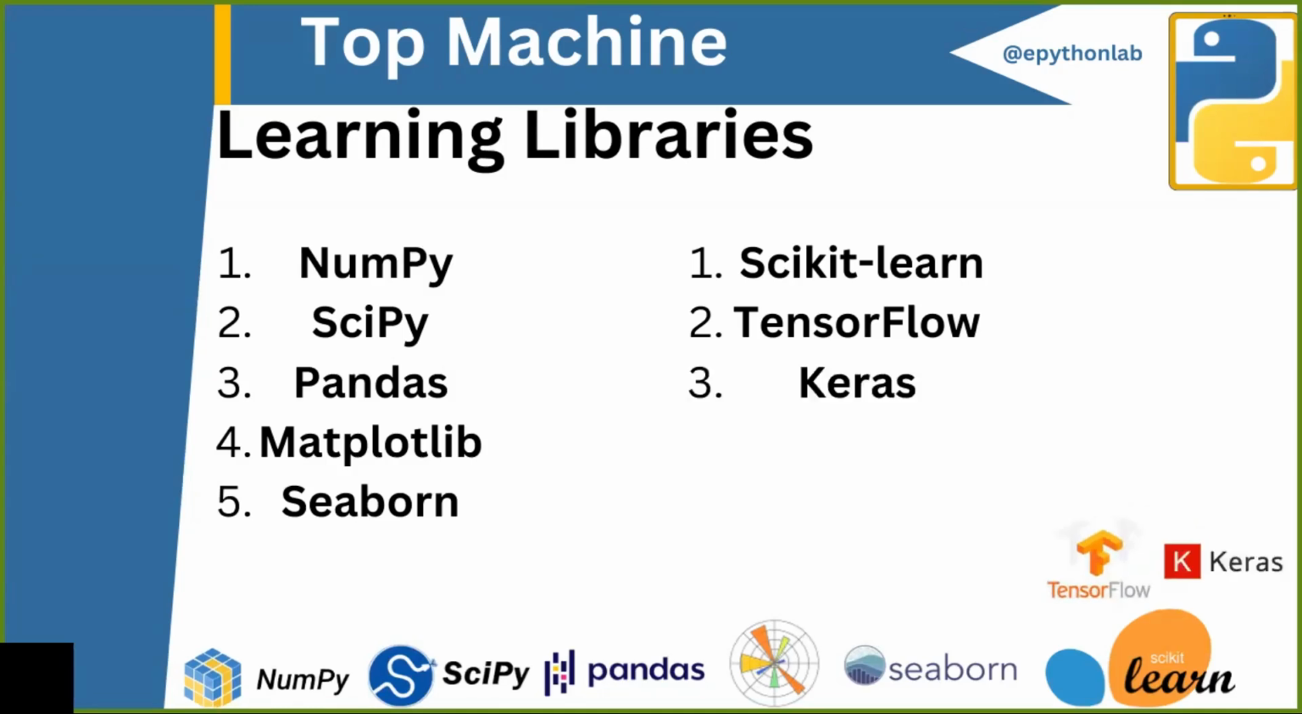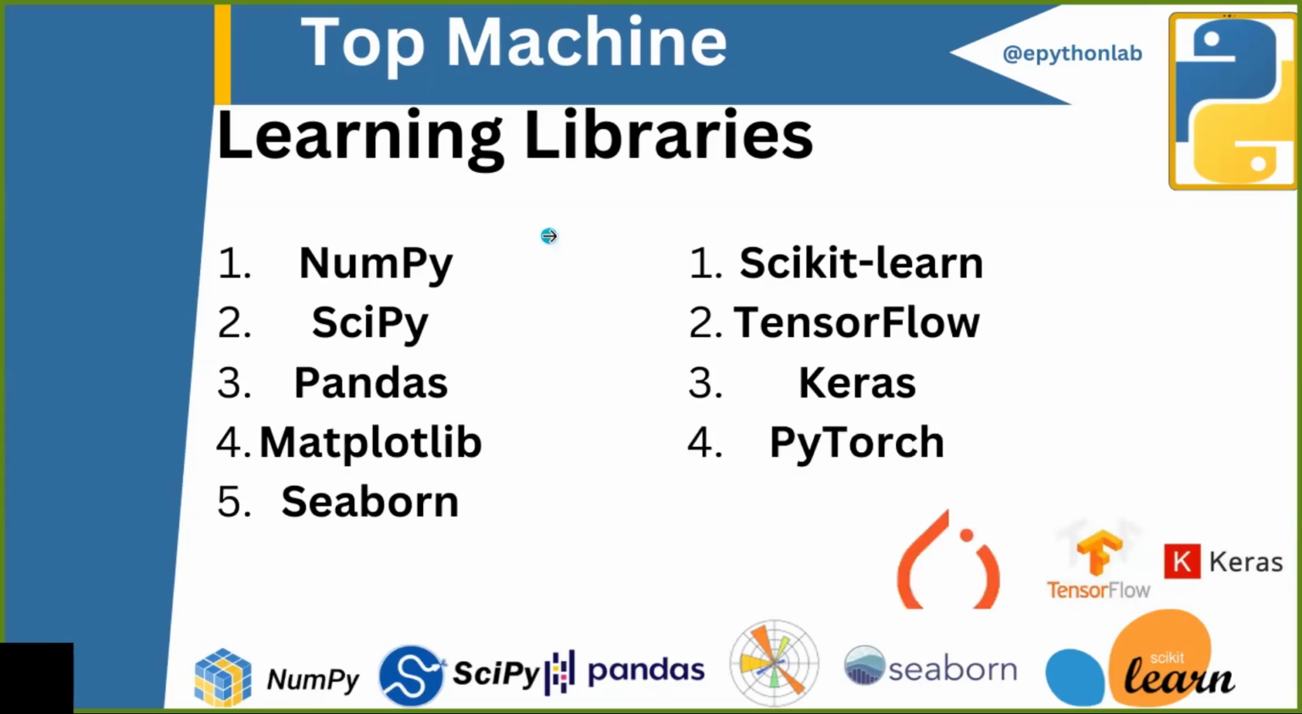Keras is also another library for machine learning, which is a high level API for building and training neural networks, which is often used for training the neural network model. So this is used with TensorFlow or PyTorch. PyTorch is also another popular library for deep learning known for its flexibility and ease of use.